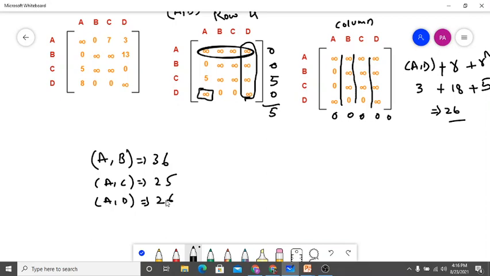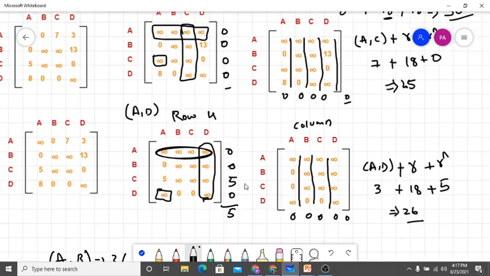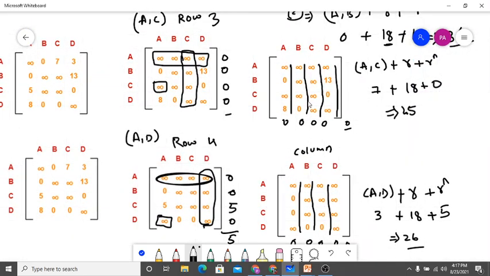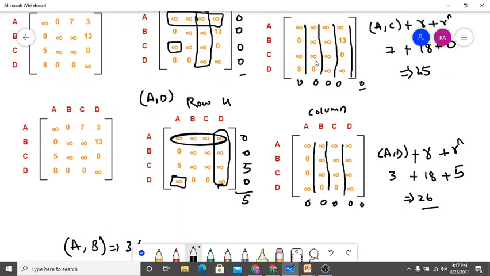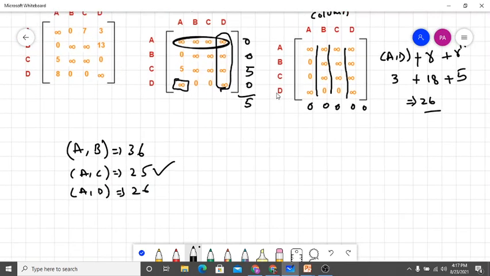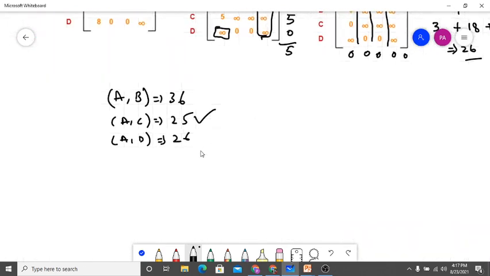From this you need to select the minimum cost matrix, and you need to go further. So which one is the minimum? Minimum is A comma C. So here we need not take any other matrices, we need to take this matrix. Okay, you need to take this matrix to solve the next problem. So here we need to take this graph now for solving the next procedures. Okay, let's check it out.